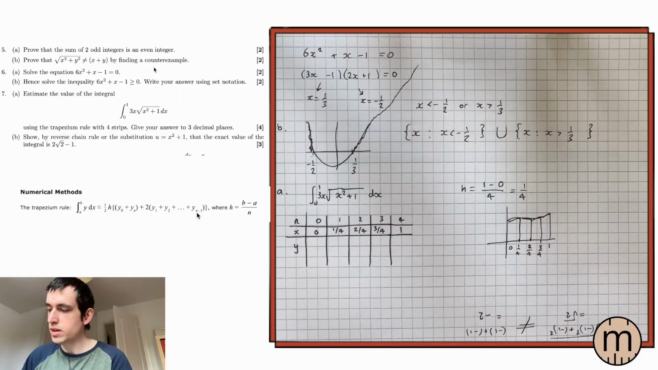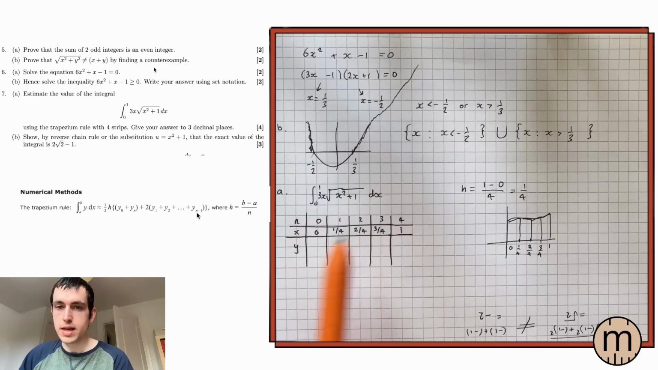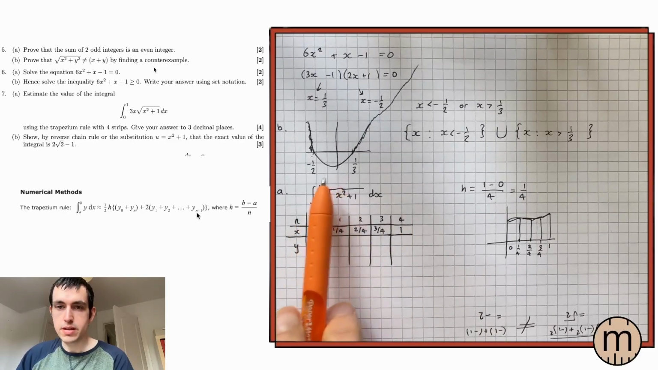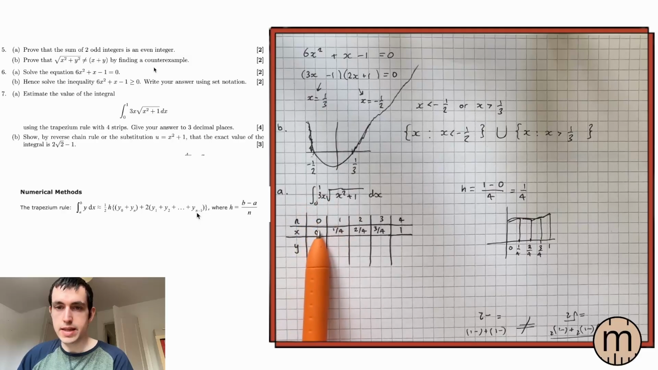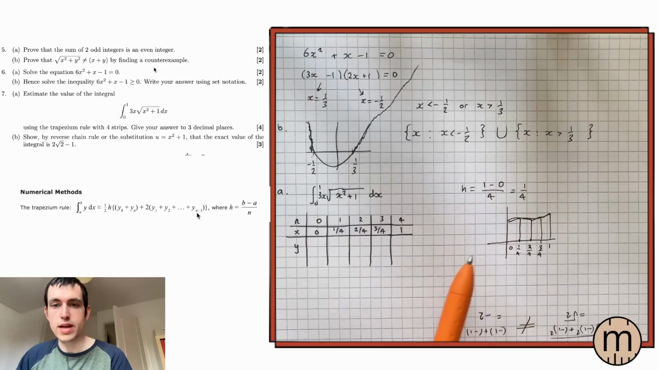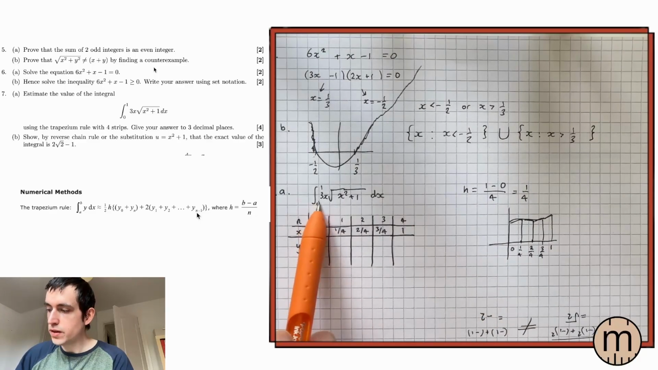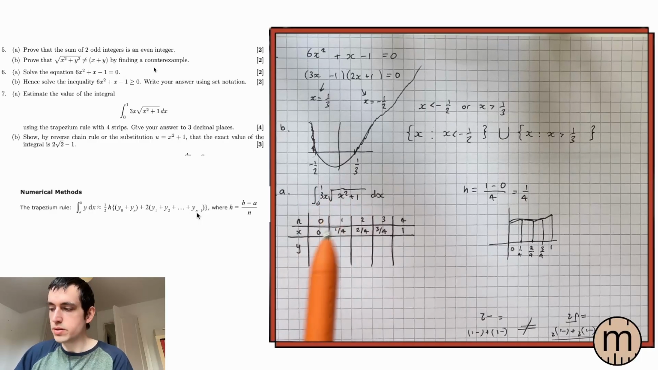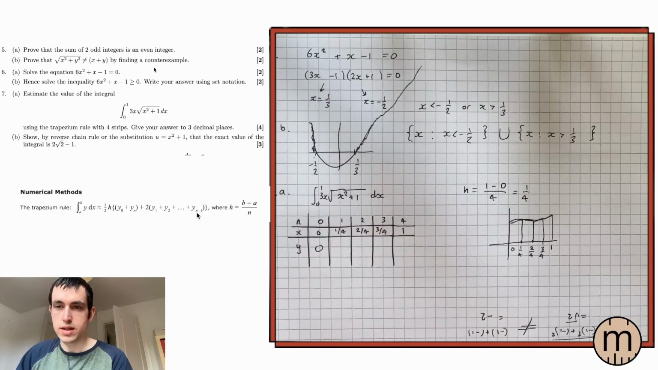So here's my table. N goes from 0 to 4, where 4 is the number of strips. X goes from 0 to 1, because those are the limits of integration here. And the difference between each value of x is h, which we calculated over here. Y is the value of the function evaluated at that x. So 3 times 0, square root of 0 squared plus 1. That's just 0. So it means that this is just completely nonsense, but that's just 0.